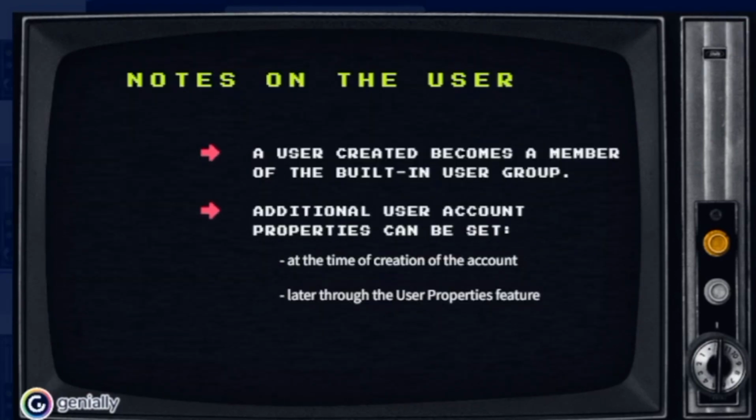There are notes on the user. The first one is a user created becomes a member of the built-in user group. So what is the built-in user group? It is a group that includes all users whose identities were authenticated when they are logged on. And the next one is additional user account properties can be set at the time of creation of the accounts, or later through the user properties feature.